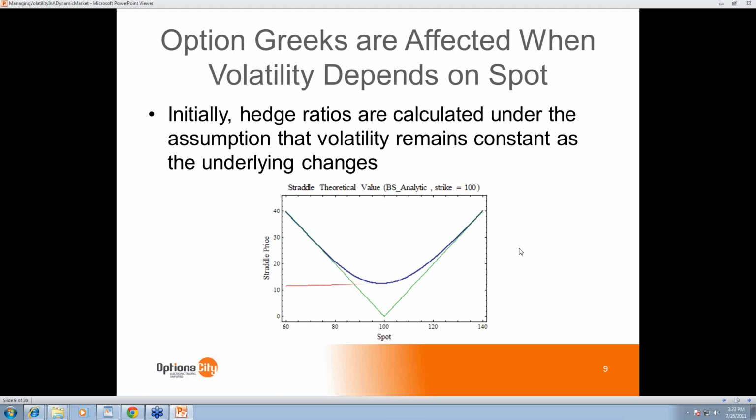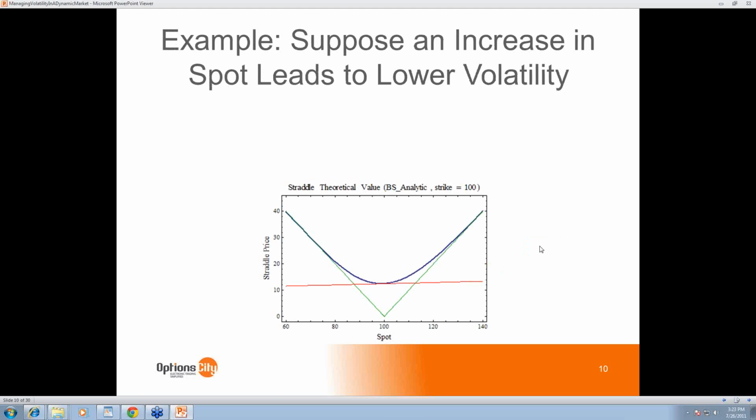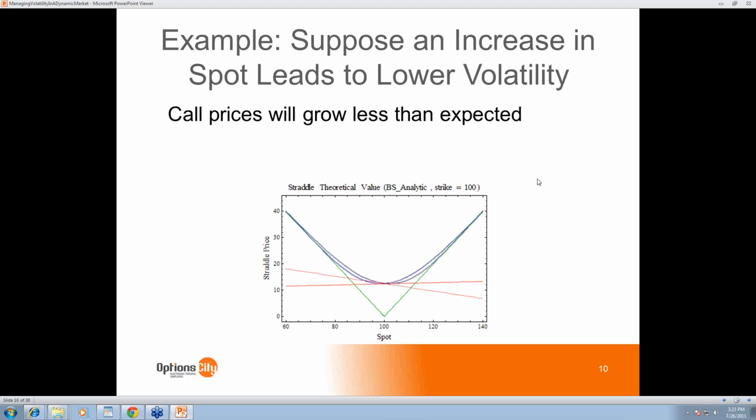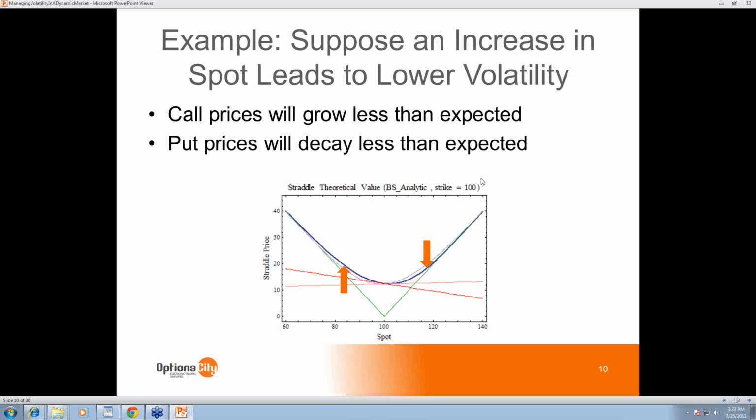Now, when we look at this assumption, we can calculate the delta, and that's the slope of this line here. That would be an indication of how we would hedge. Now let's suppose that we have an increase in the underlying, and that leads to lower volatility in general. So what will happen? Call prices are going to grow less than expected. So we'll see some downward pressure on the upper side of the underlying in this plot. And also, put prices will decay less than expected. And so you see this twisting of the plot.